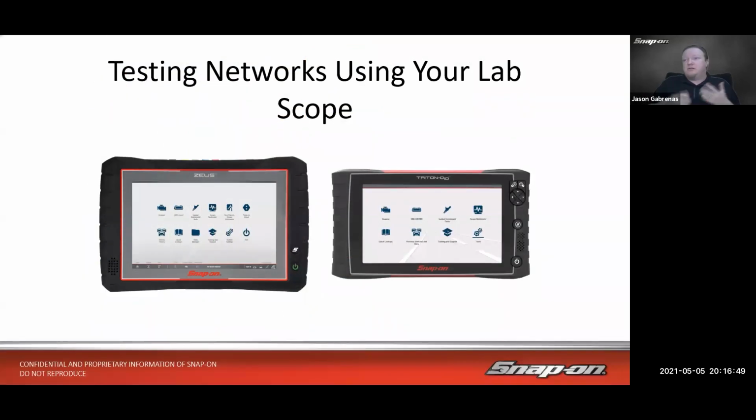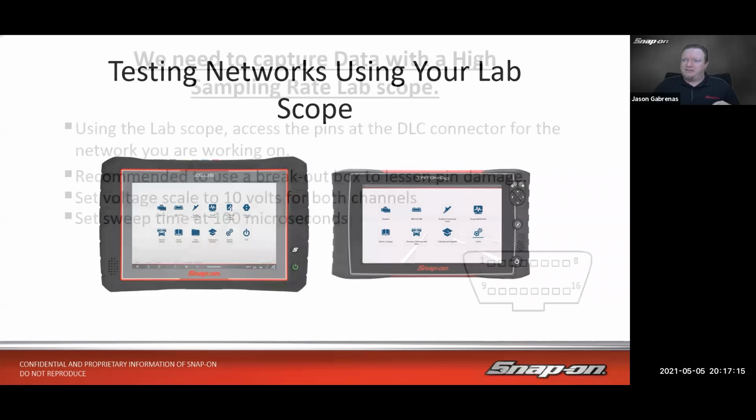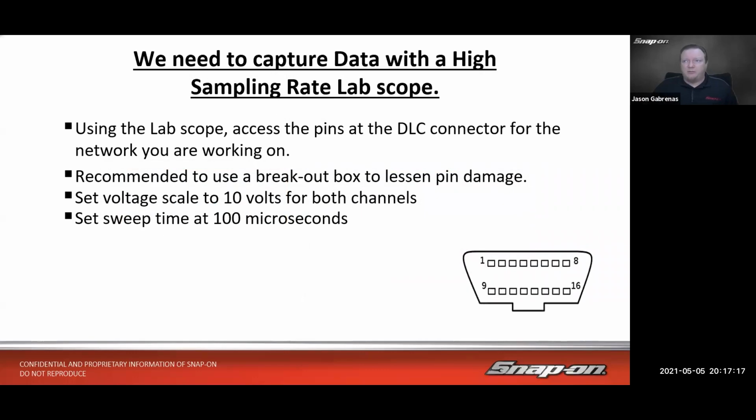So let's talk about testing networks using a scope. And you really do need a scope in order to test it. Of course, for this class, I work for Snap-on, so I'm going to be focusing on Snap-on scan tools, but some of the techniques I'm going to show you will also be applicable to really any scope out there. You need at least a 2-channel scope, but there aren't that many out there that are less than 2 channels. So you should be good on just about any scope out there.